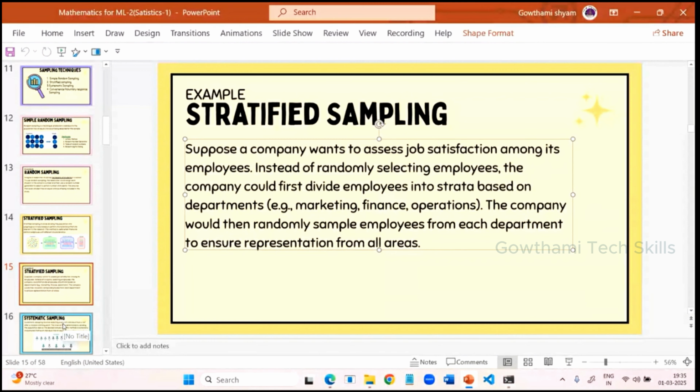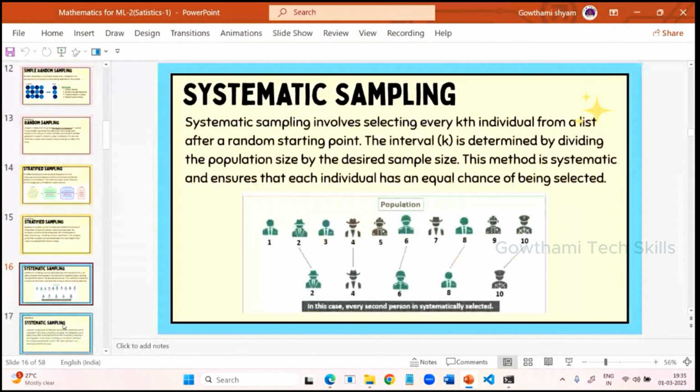Next, one more kind of sampling here is systematic sampling. What is meant by systematic sampling? You are just selecting in a uniform way. For example, if there are 10 people, that complete group I can call the population. Here, if I have selected the second person, then my systematic way is that I take some intervals. I just prefer some intervals.